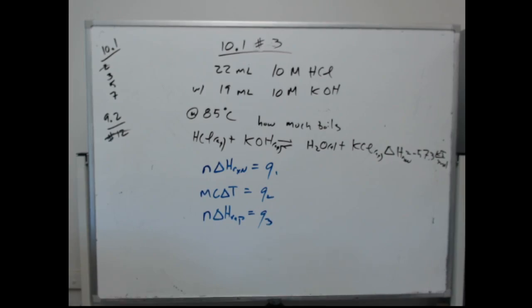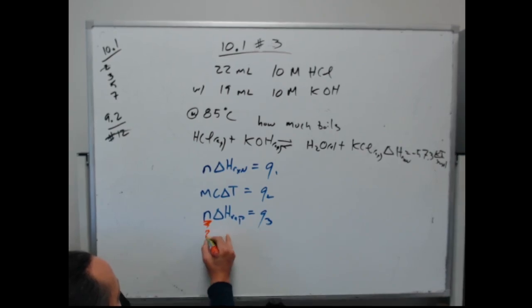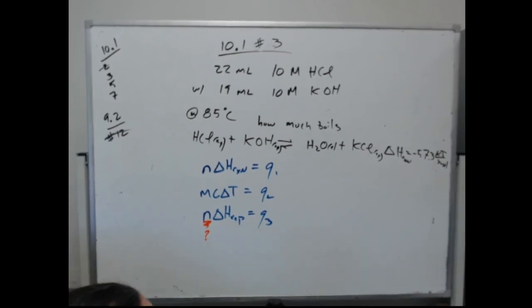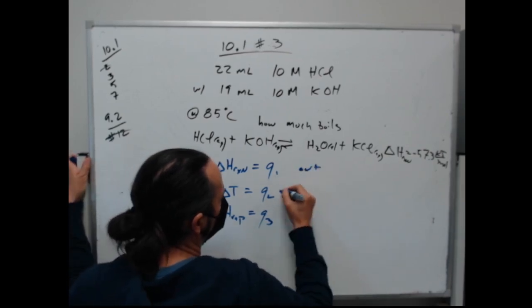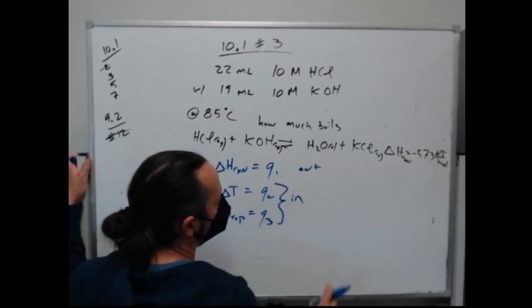Now, out of this, which thing is going to be the unknown variable, based on the way the question was asked? The N, right? How much? That's going to be our question. We got the delta H of vaporization off the table. So we can look at the N delta H of reaction, the MC delta T, and the N delta H of vaporization, where this is going to be our out, and these two together are going to be our in.